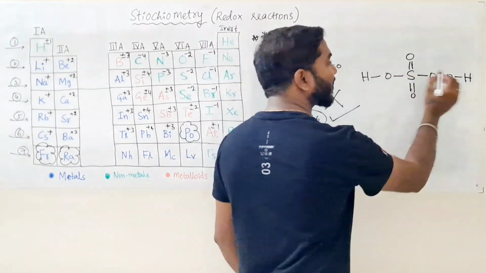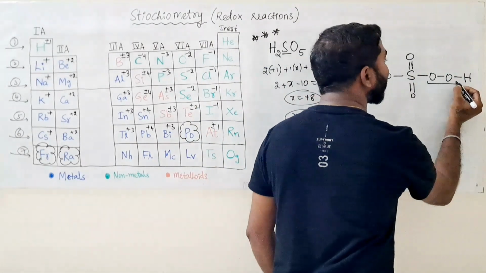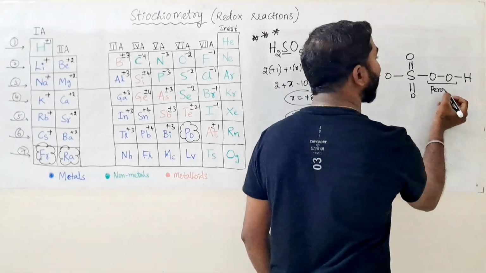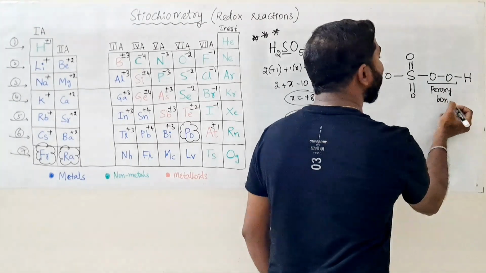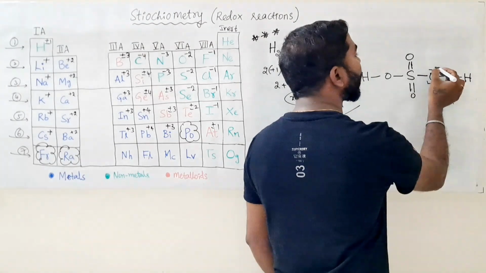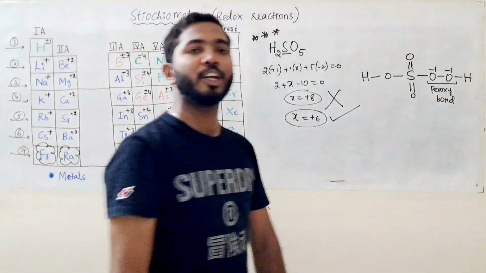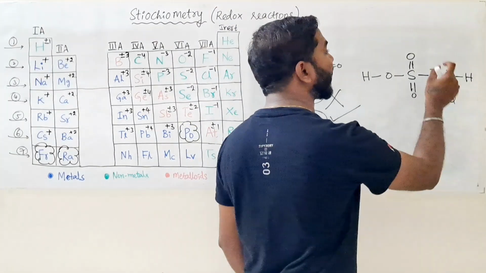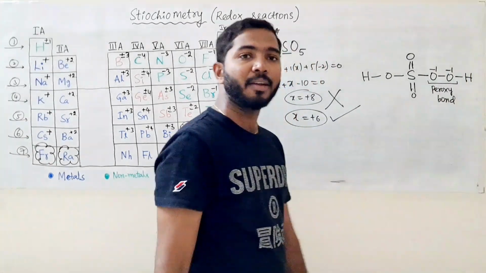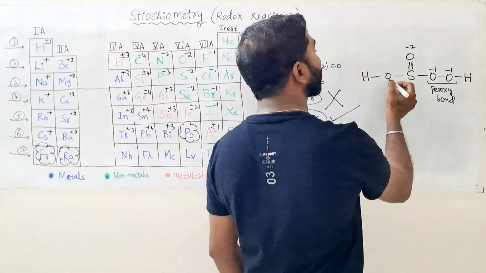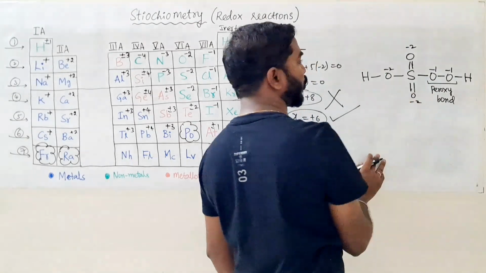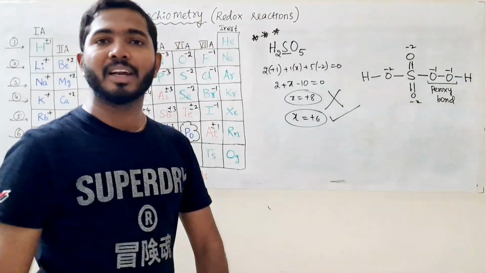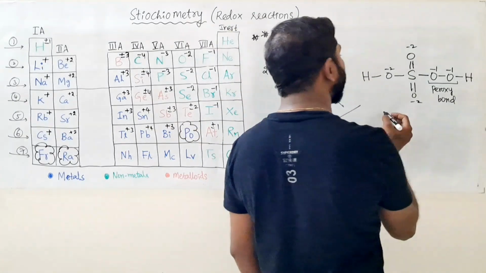If you see the structure here, the oxygen-oxygen single bond is called a peroxy bond. For peroxy bonds, we know the oxygen's oxidation number needs to be taken as -1. So in these two cases, -1 and -1 is taken. For the rest of the oxygens, we generally take -2. Now if we calculate the oxidation number, we are going to get +6.